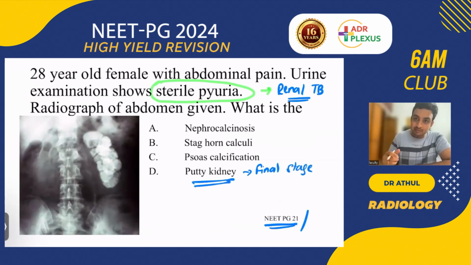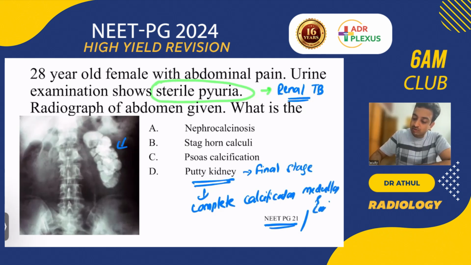What happens in putty kidney is there will be complete calcification involving both the medulla and the cortex of the kidney. So the entire kidney becomes cement-like. That is what is called putty kidney.